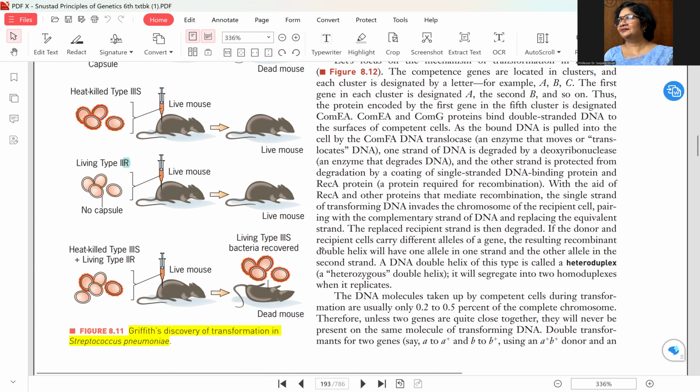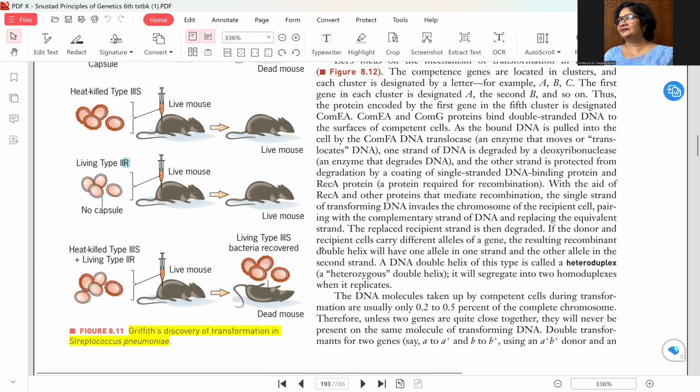When heat-killed type 3S cells are mixed with live 2R cells, then you would expect that the mice would remain alive because type 2R, even if they're living, cannot cause any infection inside the mouse because they lack their capsular material. They cannot fight against the immune system, and hence they are destroyed by the immune system of the mice and the bacteria die. They cannot cause any disease.